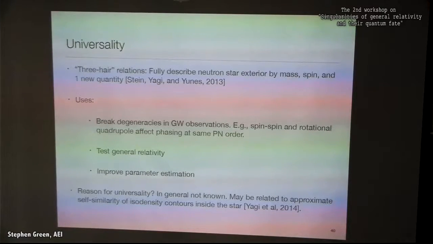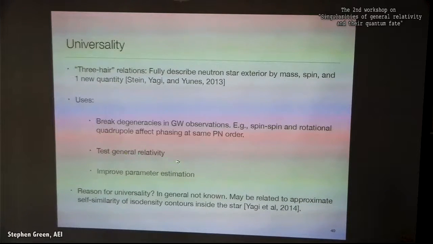So like I said, I talked about this before, the utility of having these universal relations. The idea is we have these three Hare relations. So now you can fully describe a neutron star exterior by the mass, the spin, and the one new quantity. And this is relevant during the inspiral. Obviously, after the merger, you get all kinds of messy stuff coming out, and you're going to have more parameters to describe. The uses, like I said, are to break degeneracies in the gravitational wave observations. For example, there's a degeneracy between the spin-spin and the rotational quadrupole in the phasing at the same p-n order. But you can break that because you can compute this rotational quadrupole in terms of the love number. So that allows you to break these degeneracies.